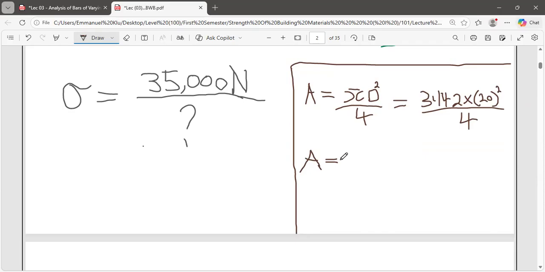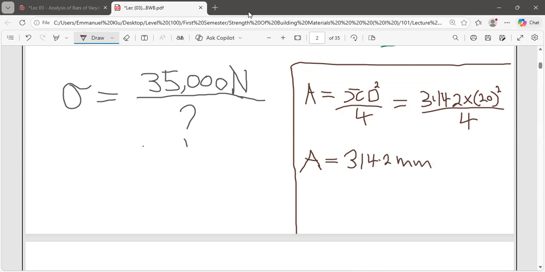Let's all punch it together. 3.142 times 20 all squared over 4. You realize that you're going to get 314.2 millimeter squared.